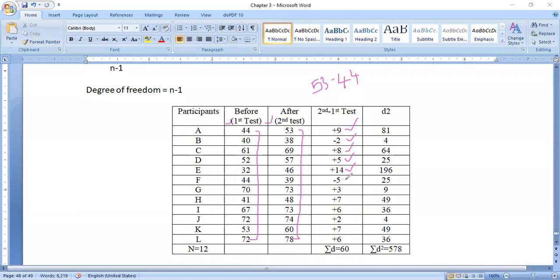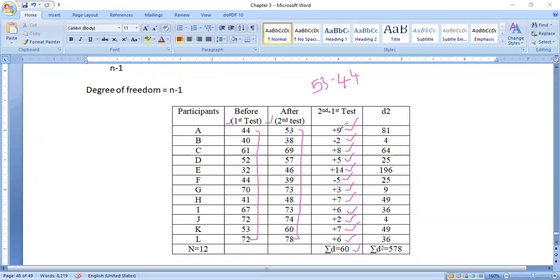39 minus 44, minus 5. 73 minus 70, plus 3. 48 minus 41, that is plus 7. 73 minus 67, that is plus 6. 74 minus 72, that is plus 2. 60 minus 53, that is plus 7. 78 minus 72, that is plus 6. Again, when we sum up all these values, the subtracted values and the addition values, then we will get sigma d, that is 60.